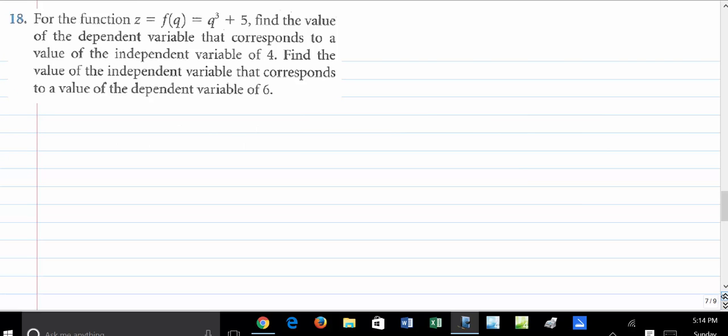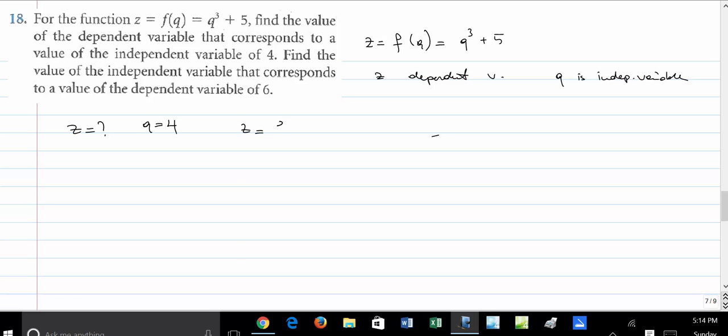Problem 18. For the function z in terms of q is q cubed plus 5, find the value of the dependent variable. Here z is your dependent variable and q is the independent variable. Find the value of the dependent variable that corresponds to a value of q equal to 4. So f of 4 is equal to 4 cubed plus 5, which is 69.